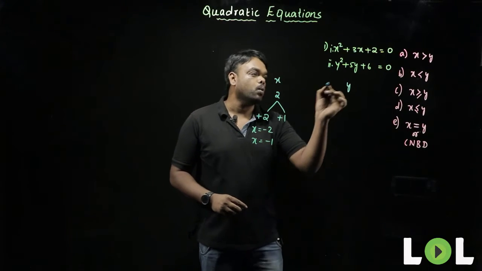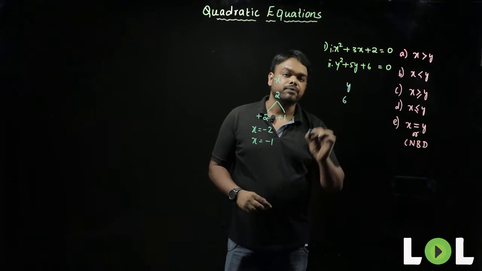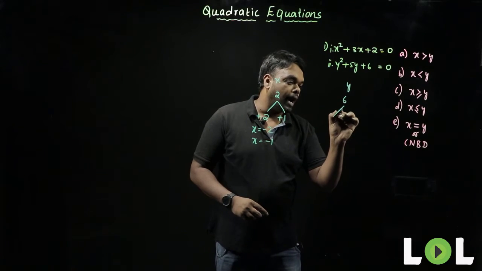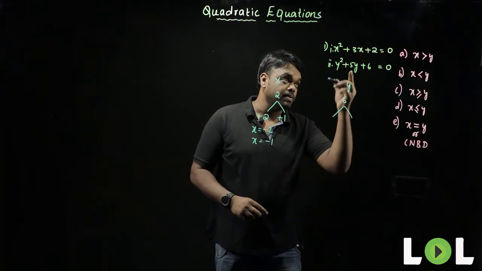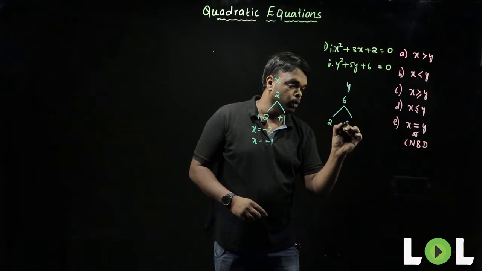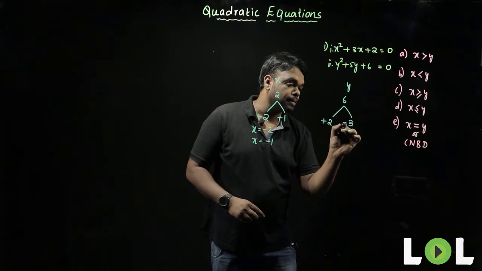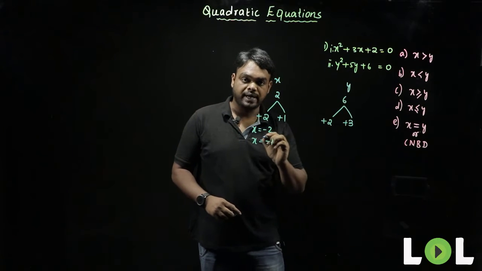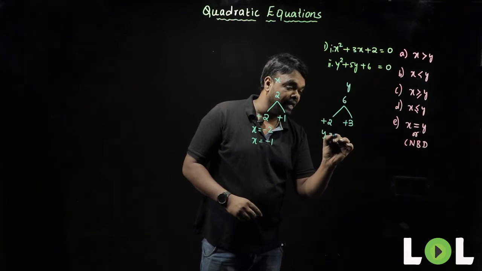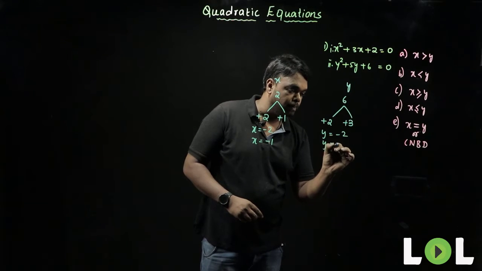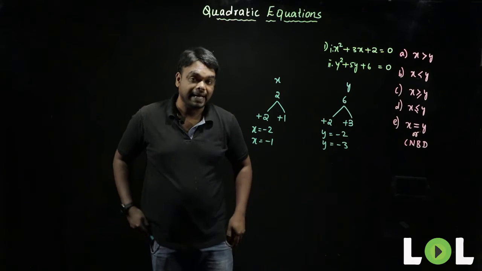Agree? Coming to y. What do we have the constant as? 6. Let us solve for the equation. Now, I want the product of two numbers to be 6 and their sum must be 5. What do we get? 2 into 3 is 6, right? Plus, and we'll get plus y. Perfect. So what will be the roots? y equals minus 2 and y equals minus 3. Right? Now we have to compare x and y.